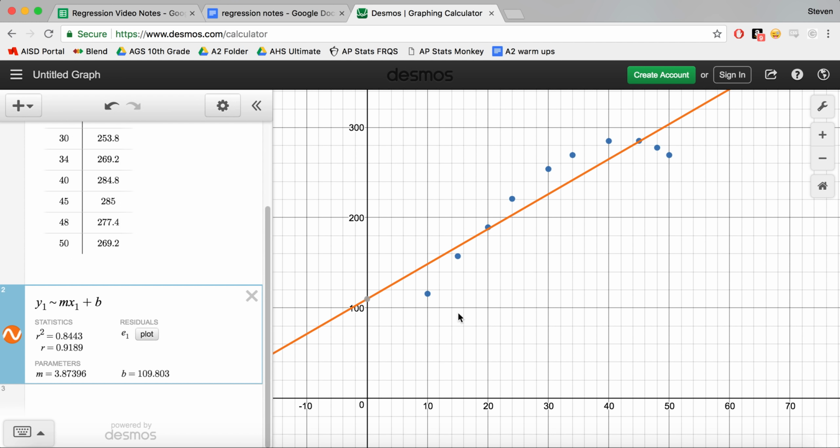But before we jump ahead and assume that the linear model is fine, we're going to click on this plot of residuals.